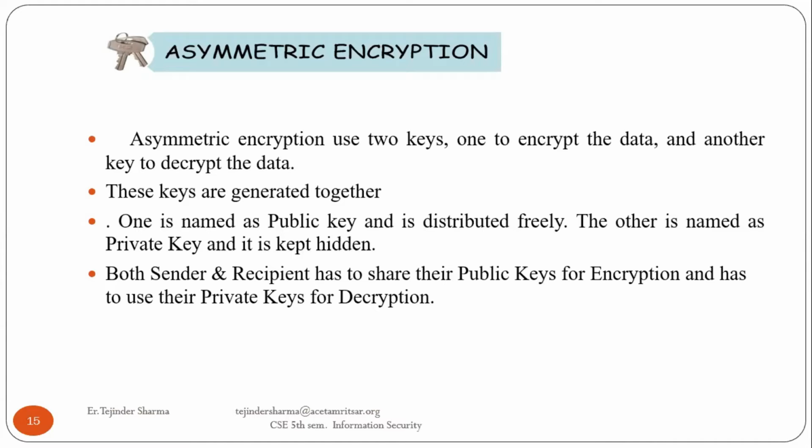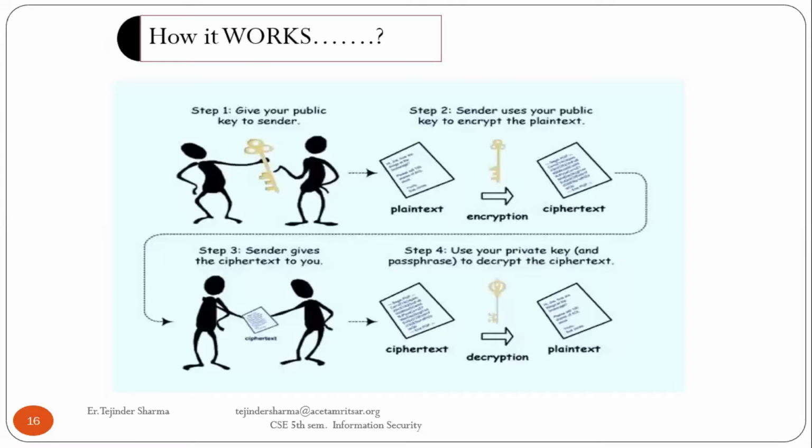These keys are generated together. One is named the public key and is distributed freely. The other is named the private key and it is kept hidden. The sender has to use the recipient's public key for the encryption, and the recipient uses the private key for the decryption. So this is how it works.